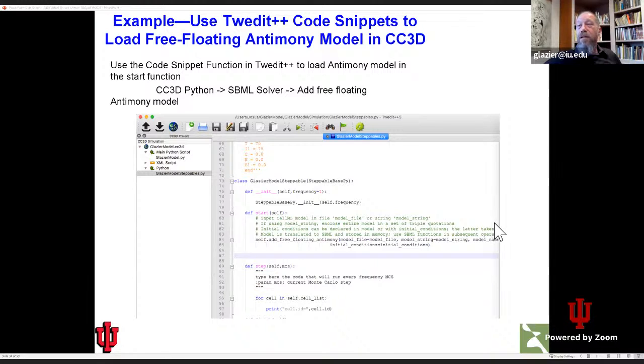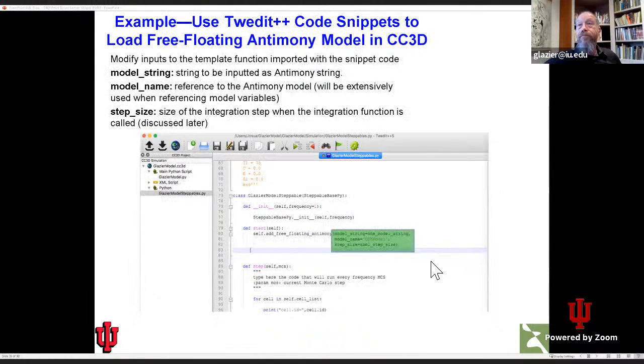So we can add a free-floating model. We've seen the text, self add free-floating model, and the options for that. Again, that typically will go in the start function. It might wind up somewhere else. It might wind up in a step function. If I create a new cell in a step function, I might do the same thing. Okay. Again, what's important is model string, which is where I specified my model, my subcellular model. Model name, which is going to be how I'm going to reference it. And I'm going to use that a lot. And then the step size, the integration step.